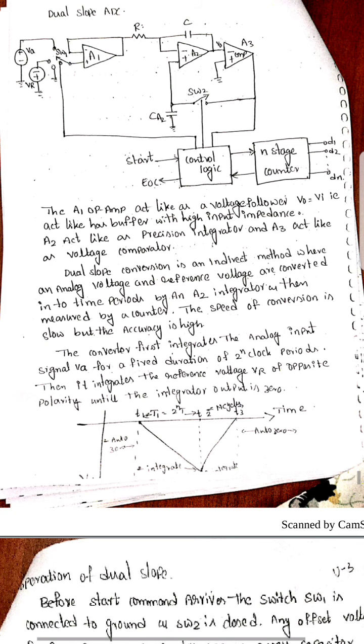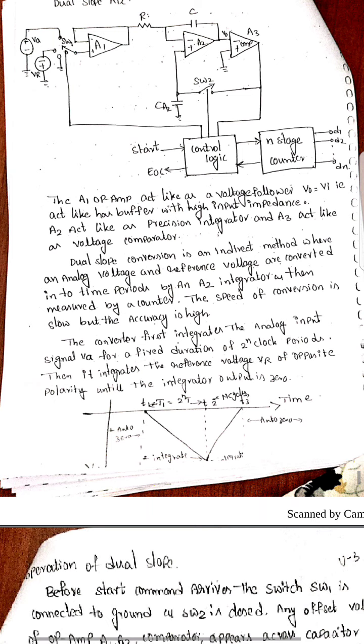In dual slope conversion, which is an indirect method, an analog voltage and a reference voltage are converted into time periods by the A2 integrator, then measured by a counter. The speed of conversion is slow but accuracy is high.